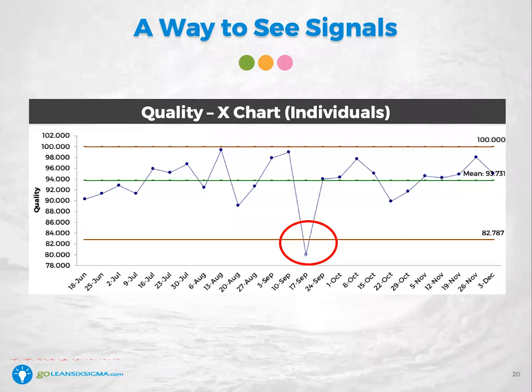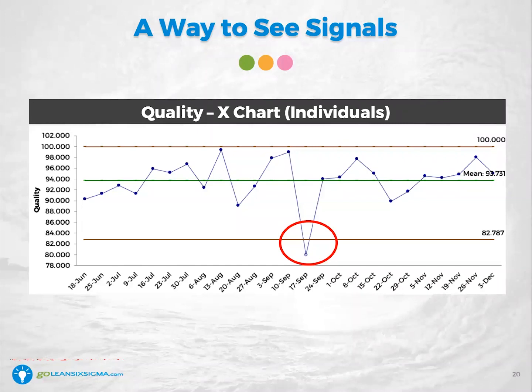And the individuals chart has the ability to show us when a data point is worth reacting to. This is one of those points. It's a signal of special cause variation because it's outside that lower control limit. And we know that 99% or the vast majority of our data should be inside those control limits. So this one's an outlier.